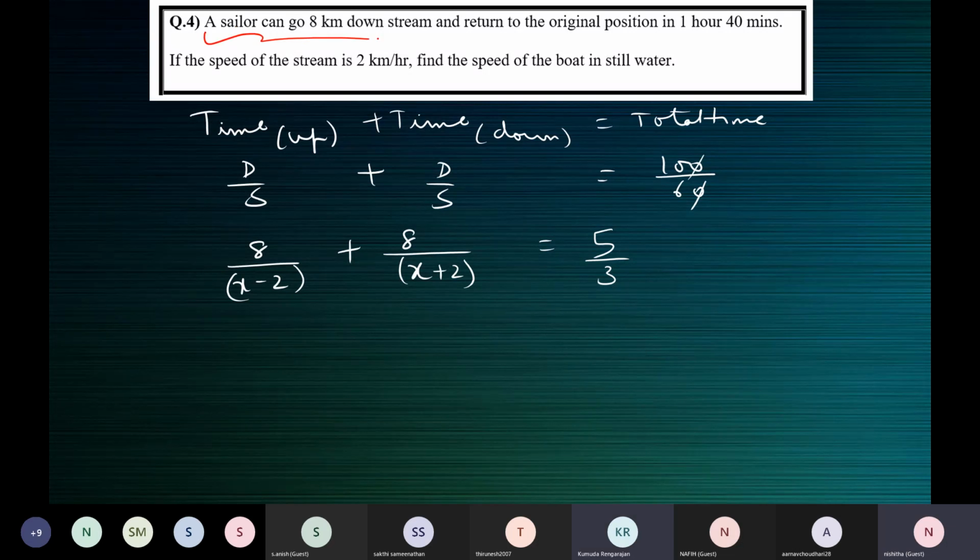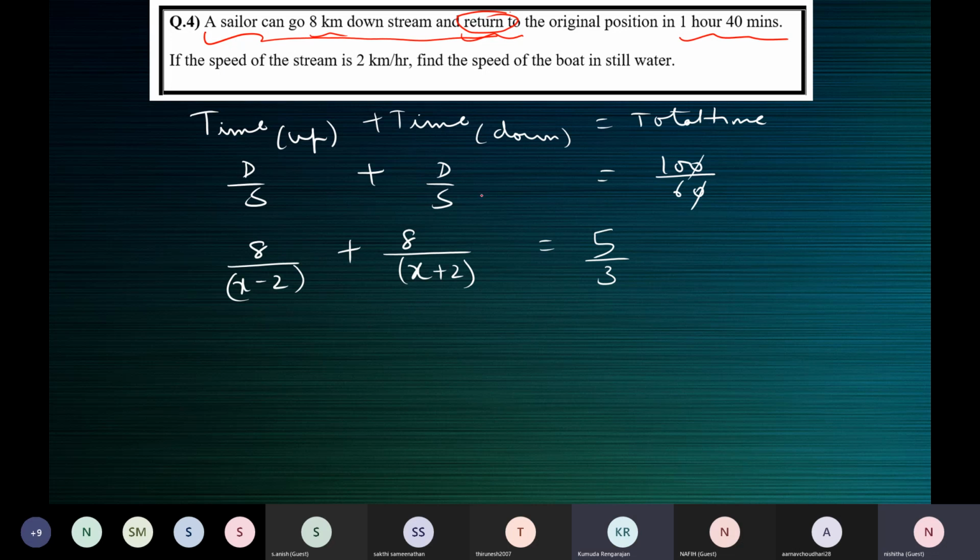He can go 8 kilometers downstream and return, meaning 8 kilometers upstream. You go to Chennai and return. So if you're going 400 kilometers, you have to come back 400 kilometers. So 8 kilometers downstream and 8 kilometers upstream. The total time taken is 1 hour 40 minutes.